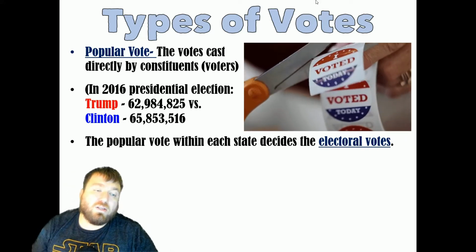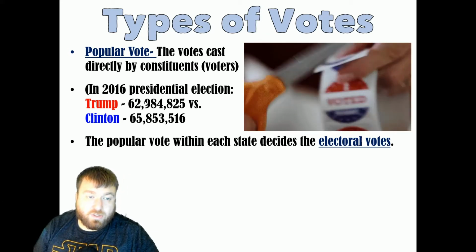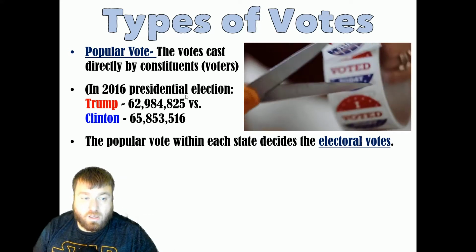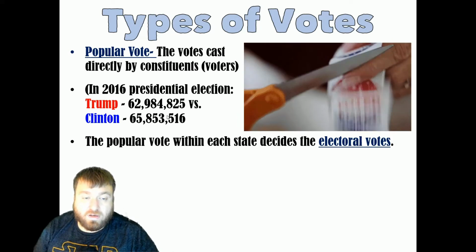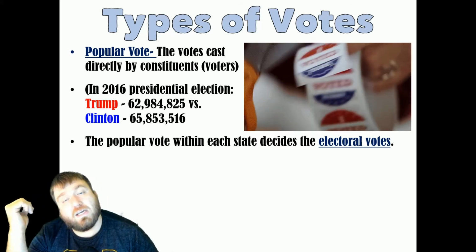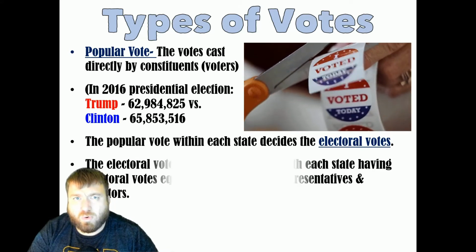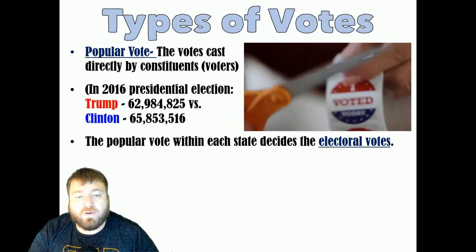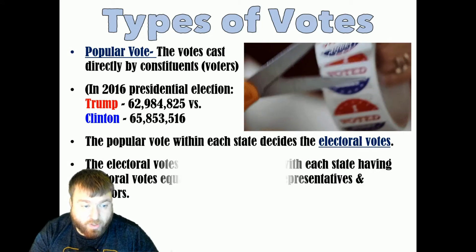Now, in the 2016 presidential election, President Trump got 62,984,825 votes, whereas Hillary Clinton got 65,853,516 votes. Now, it doesn't take a high-level math person to look at those and say, well, Clinton got more votes, why didn't she win? The popular vote within each state decides the electoral votes, and the electoral votes are what you need to win.